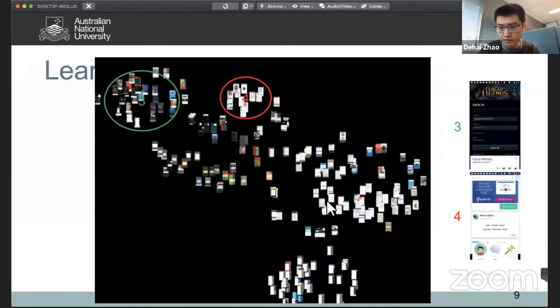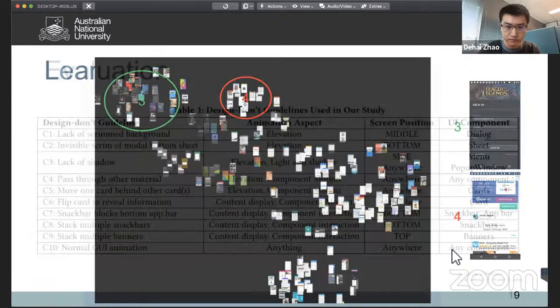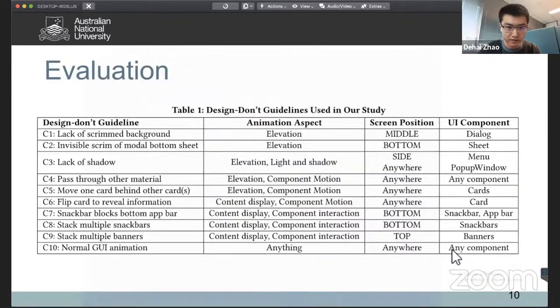Another example is the bottom sheet. Number three has a black background, but number four doesn't have a black background, so number four is taken as a violating example. In this work, we consider nine don't categories, and they involve various kinds of animations and components like banner, pop-up window, snack bar, and so forth.